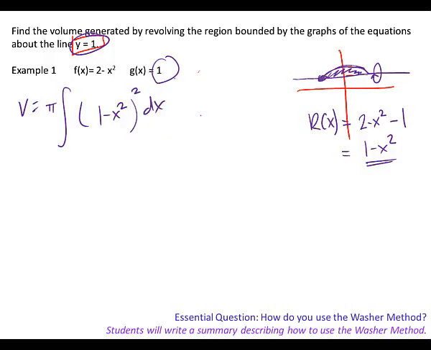How do you think I'm going to get these limits right here? We're going to set them equal to each other. If we don't know what they are, points of intersection come from setting the functions equal to each other. So we've got negative x squared equals negative 1. The negatives go away, so what's x squared equal to? Plus or minus 1, taking the square root of both sides. If you need me to write it on there, I can.